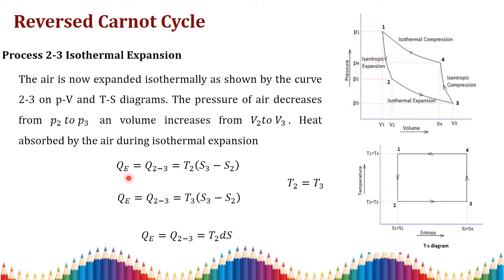So I can write QE. Okay, so during isothermal expansion the heat is extracted, QE or Q2-3, which can be written as T2 into S3 minus S2. This T2 can also be written as T3 because it is an isothermal process. As a result, we can write QE is equal to T2 into ds.